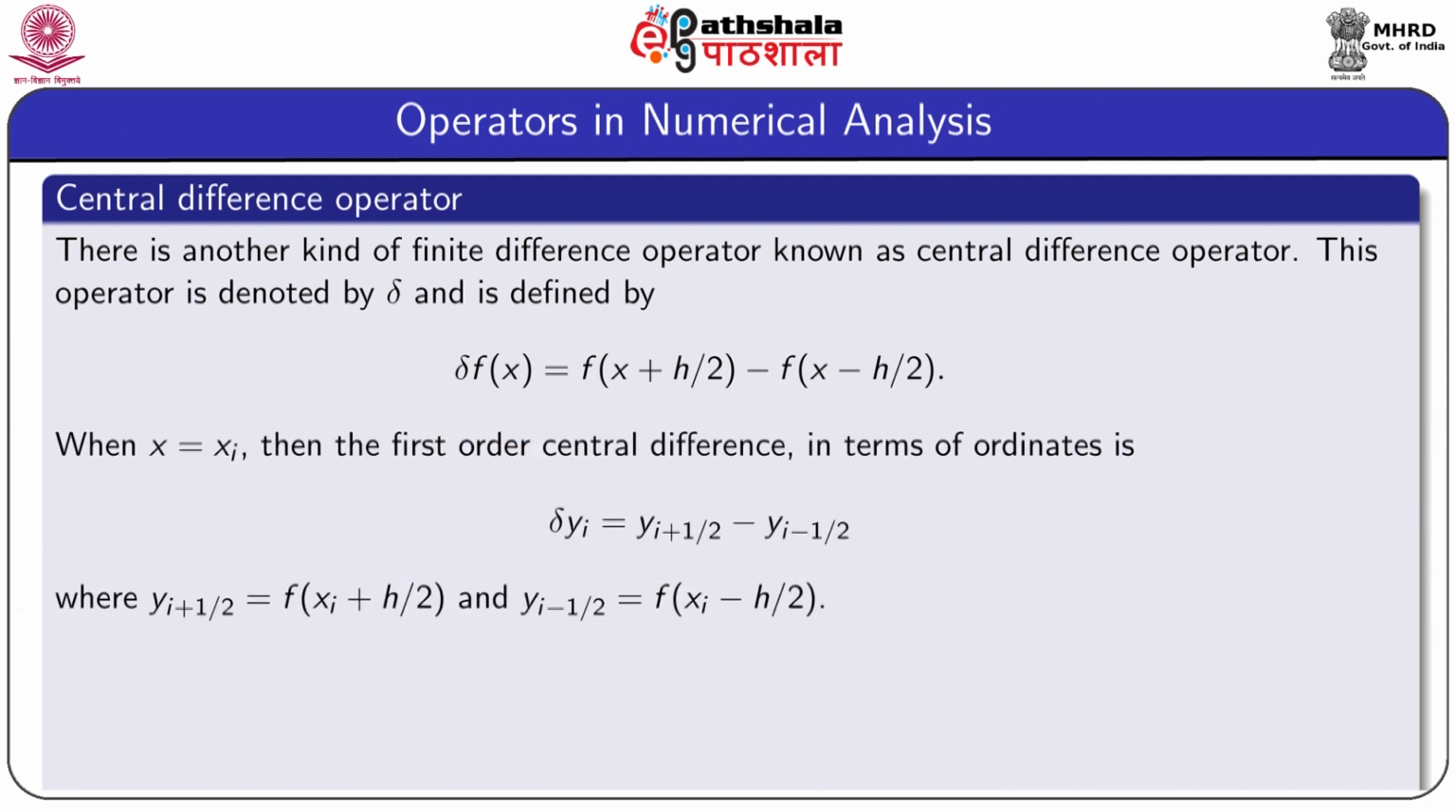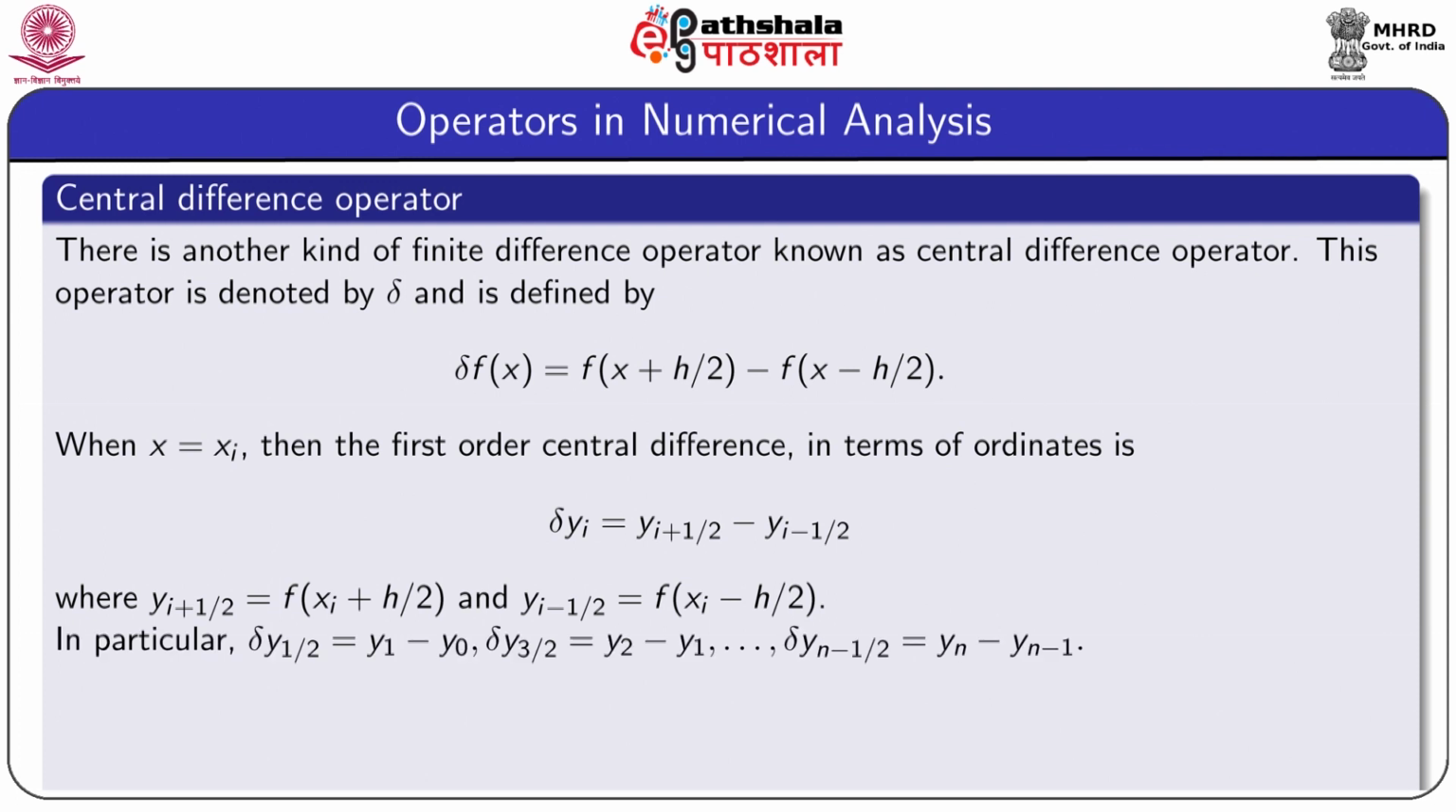In terms of ordinate, that means when x equal to x i, this expression becomes delta y i equal to y i plus half minus y i minus half. Also, y i plus half equal to f of x i plus h by 2, and y i minus half equal to f of x i minus h by 2. So, this is the central difference operator in terms of ordinate.